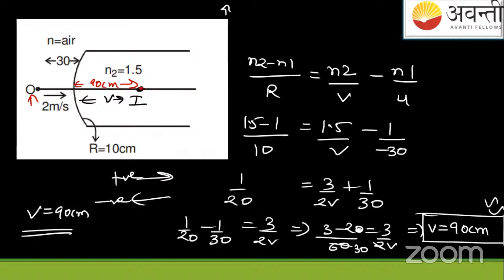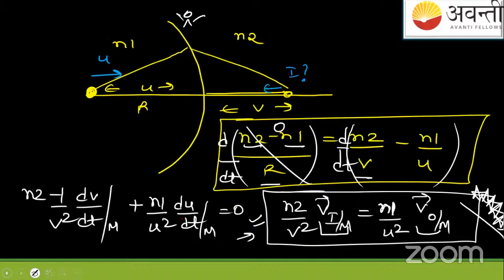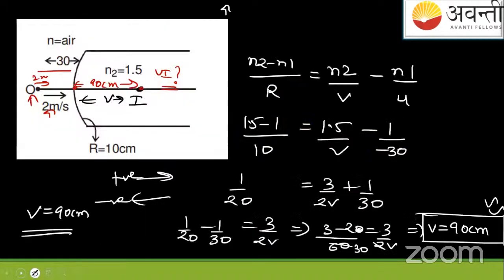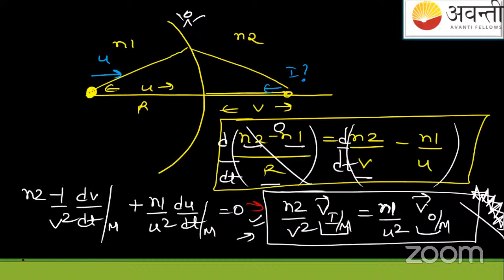So if the image is lying here, and the object starts moving from its initial location of 30 centimeters from this point with 2 meters per second like this, what will be the image speed? This is the question. Simple. What to do? Let us apply this 5-star formula made for you: n2 upon v square, n1 upon u square. Simple. There is no minus sign. So I'll be applying this.